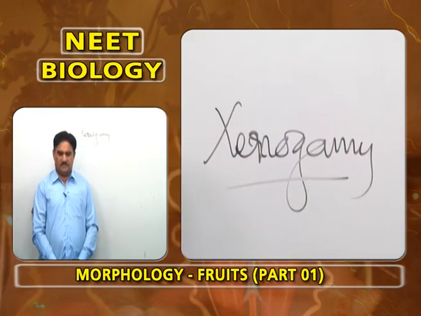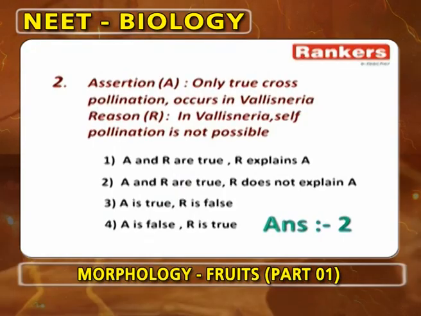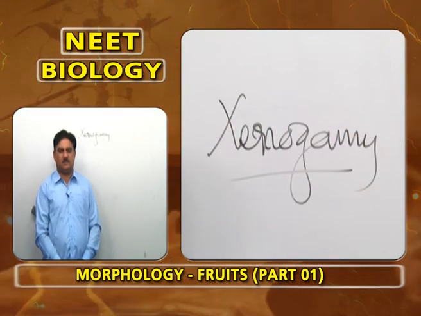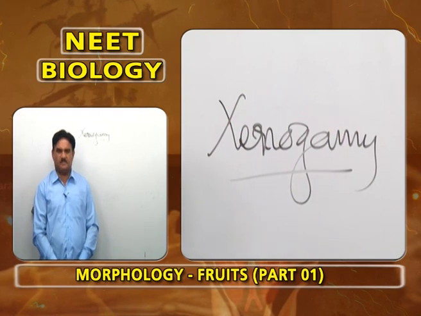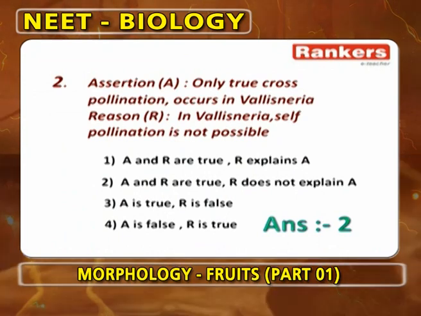This process occurs in between two flowers of different plants but belonging to the same species. In Vallisneria, self-pollination is not possible. Definitely in Vallisneria, the plants are dioecious. Dioecious means separate male plant and separate female plant. Whenever plants are dioecious, no question that diclinyor unisexuality is observed. So, no question of self-pollination. So, only true cross-pollination occurs in Vallisneria is correct. In Vallisneria, self-pollination is not possible is correct.